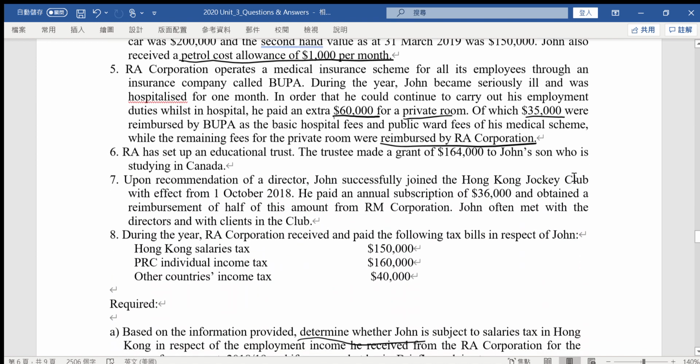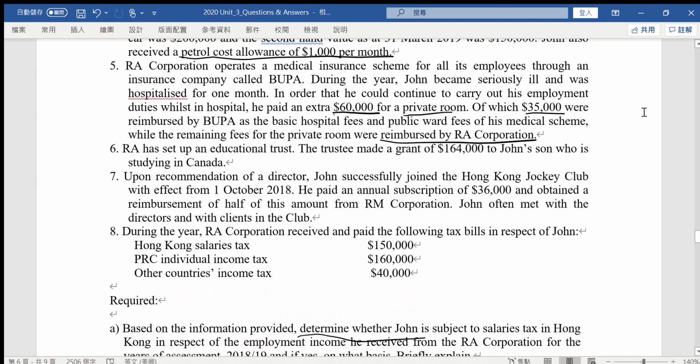Okay, then other than that, the company has set up an educational trust, and that's why the trust provides 164,000 for his son's education. That's why this portion will not be taxable. Okay, that is being paid by a trust fund, not paid by the employer. Okay, then upon the recommendation of the director, John successfully joined the Hong Kong Jockey Club.